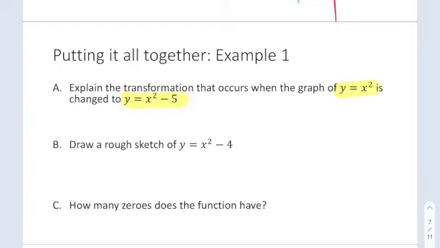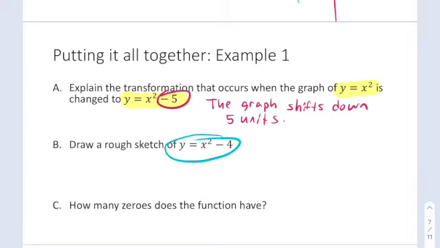What transformation has occurred? Well, for this problem, we have a c value of -5. So we'll be saying that the graph shifts down, because it's negative, 5 units. Now for the second question, they're giving us a really similar equation and asking us to draw a rough sketch. That means you don't need accurate points, you just need the right kind of picture. Well, again, this -4 means that we're going to shift down 4 units.